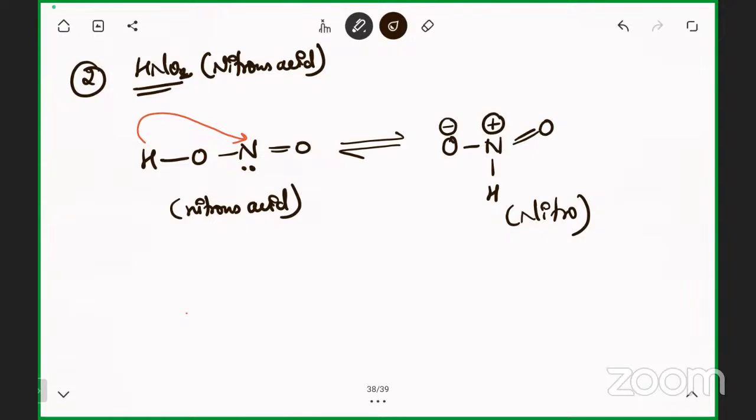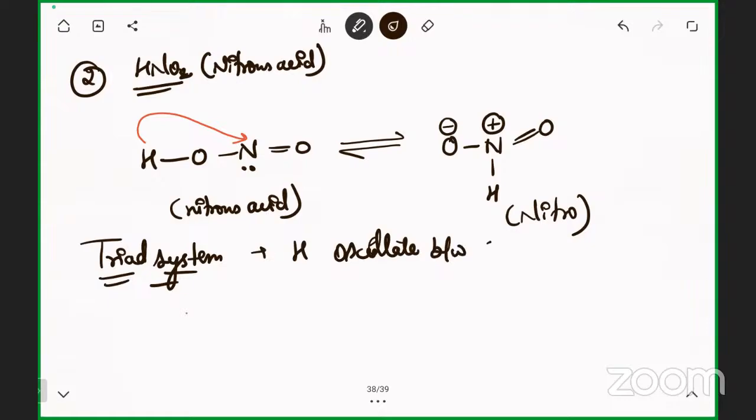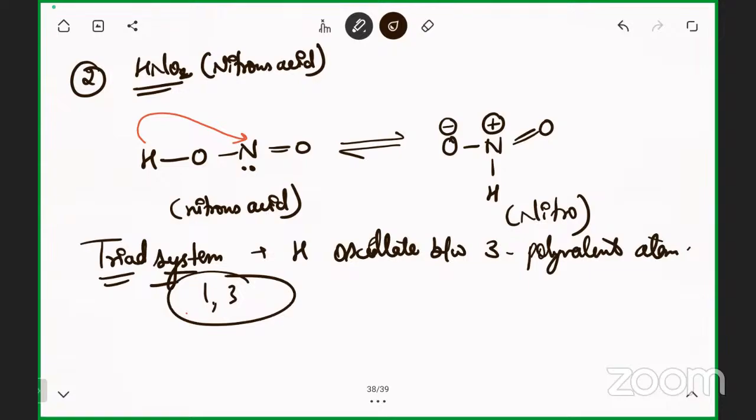So let's start with the triad system. In this triad system, hydrogen oscillates between three polyvalent atoms. It means 1-3 migration will take place. Okay, I will show you the basic example.